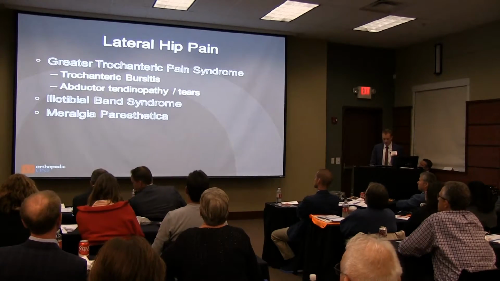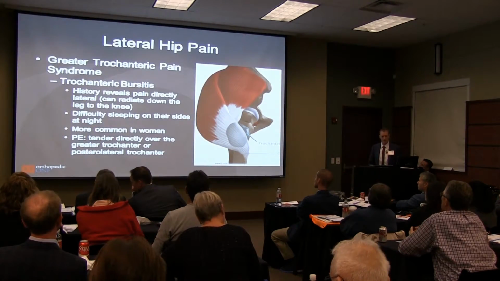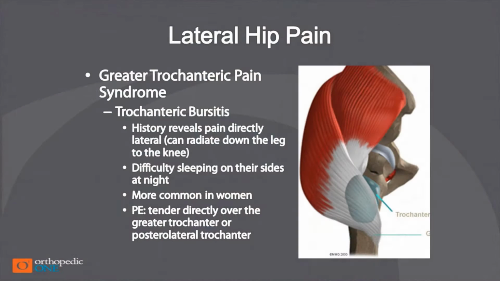So starting off with trochanteric bursitis. Just a good history reveals that patients are painful directly lateral. This can radiate down the leg, but it usually never goes past the knee. It can cause pain and tenderness down by the knee too, but mainly it's right up around the trochanteric region.